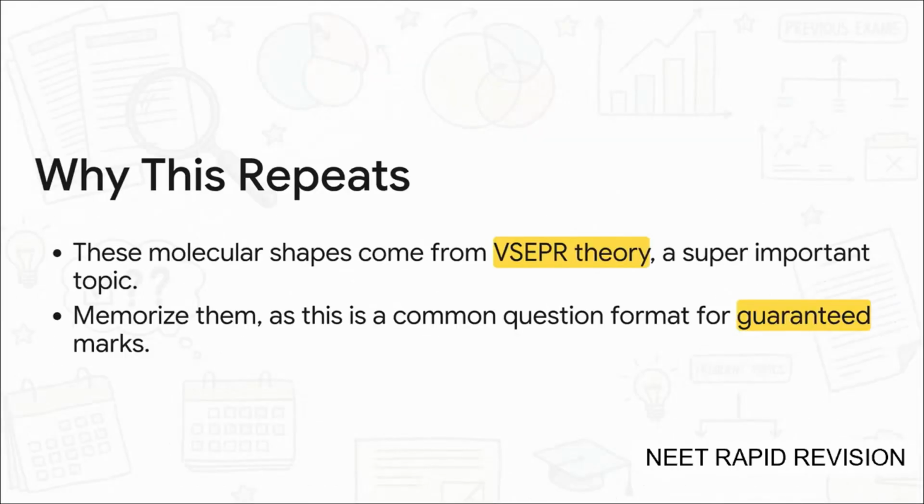But why does this one keep coming back? Well, all these shapes come from VSEPR theory. You know, valence shell electron pair repulsion theory. It's one of the absolute cornerstones of chemistry. It's how we predict the shape of molecules. And because it's so fundamental, examiners love using this format to make sure you know it.